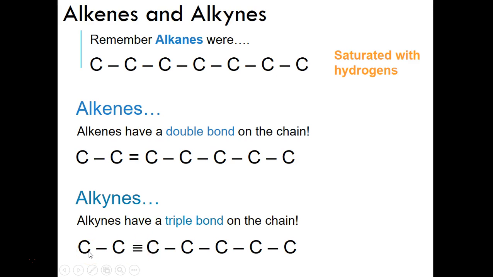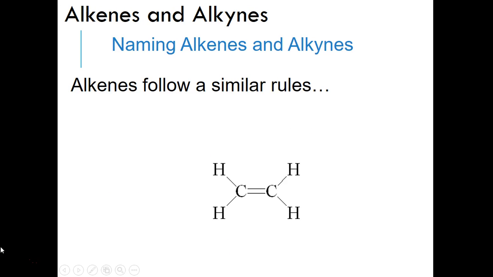The next thing we talked about was saturated and unsaturated. All alkanes are saturated because they all have hydrogens on our 4 spots. Alkenes we call unsaturated, and our alkynes are also unsaturated because they have these double and triple bonds in their long carbon chains.